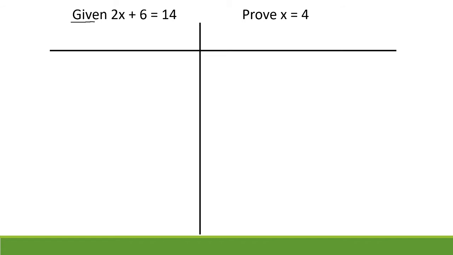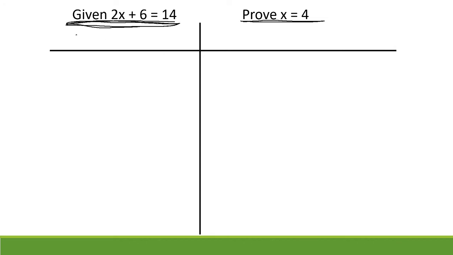Proofs start with a given statement, so this is something you know to be true. So 2x plus 6 equals 14. I know that to be true because that is given to me. This is what I want to prove. I want to prove that x is equal to 4. Now, some of you might be able to do this in your head, which is great, but we're going to go through it proof style here.